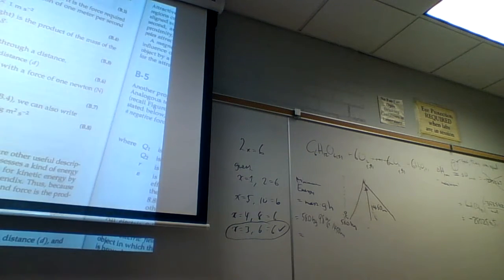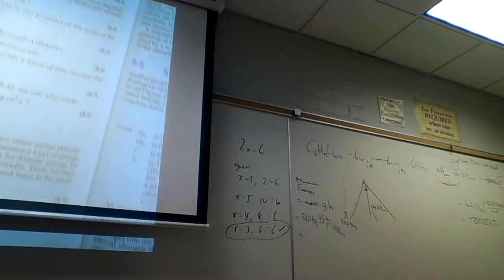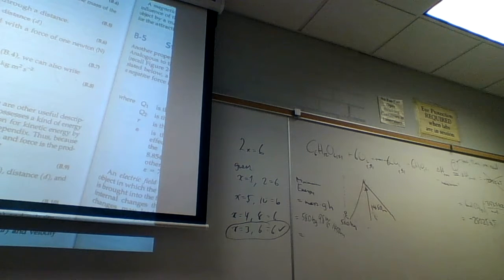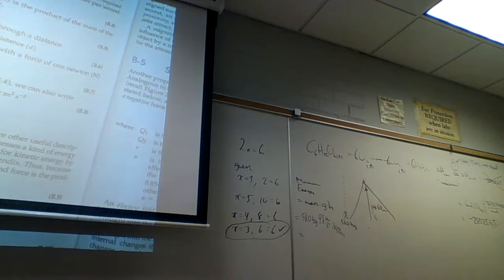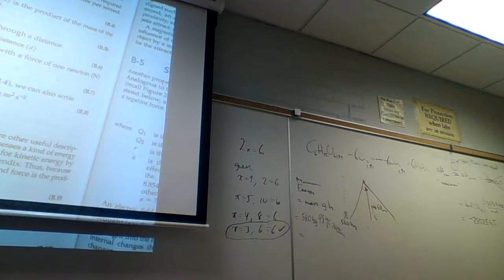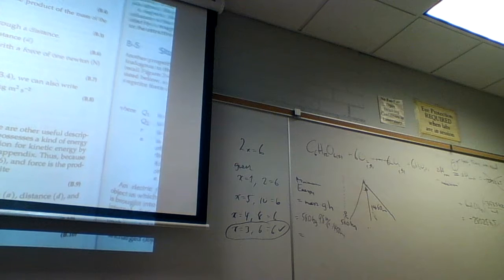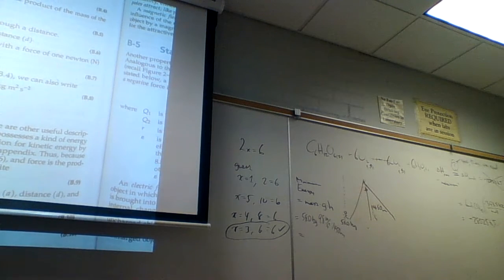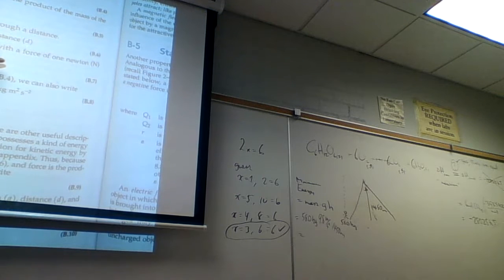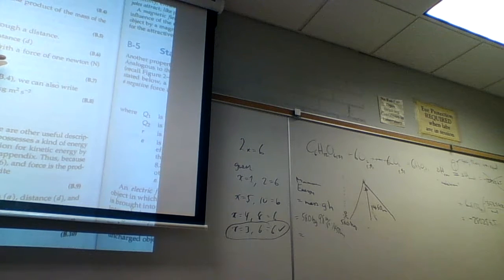And so from here, we could see that the work is going to end up being mgh, although it doesn't look like it. The work involved in climbing this mountain is the force, mg, times the distance. Well, in this case, the distance is the height. And so it would be mgh.